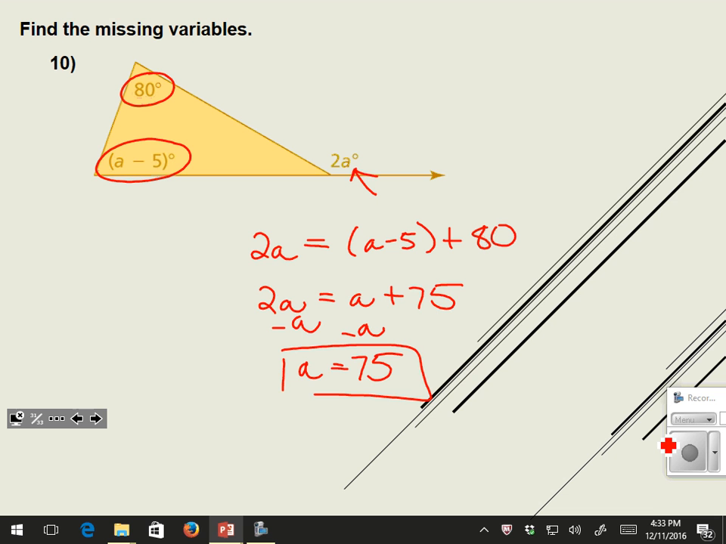Now, I know A is 75 degrees. So 2 times A is 150 degrees. How many degrees is the left-hand bottom one? Well, A is 75. What's 75 minus 5? So that's going to be 70 degrees. And that totally checks out. 80 plus 70 equals 150. The two remote interior angles add up to the exterior angle.